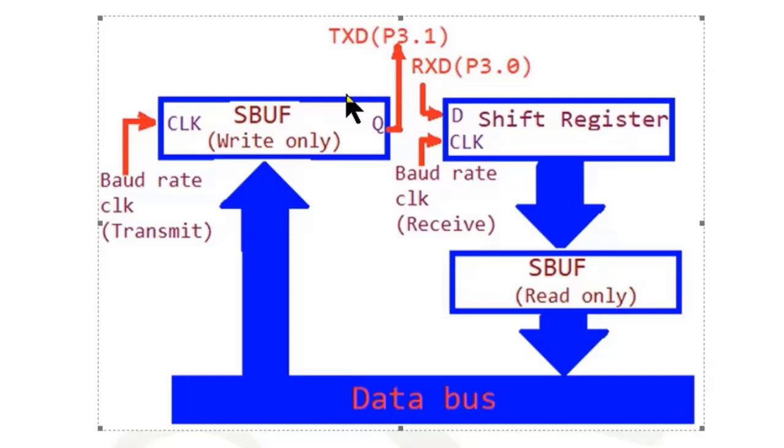Now what will happen: the 8-bit data becomes 10 bits in the protocol we are using, and the last bit is the end bit, which is basically a high bit. At the middle of the end bit, one flag will go high. The flag is the transmit interrupt flag, the TI flag.